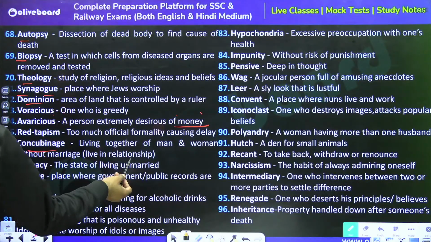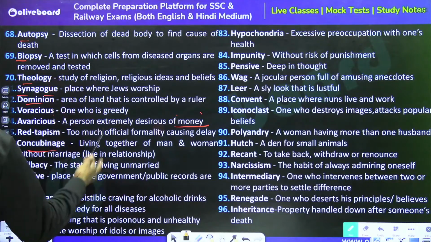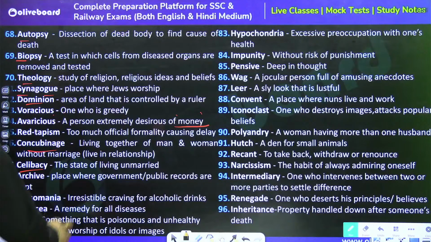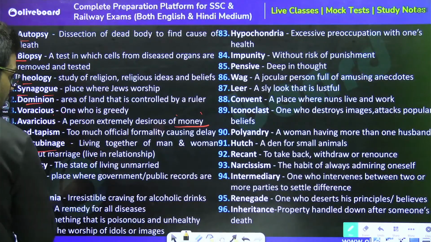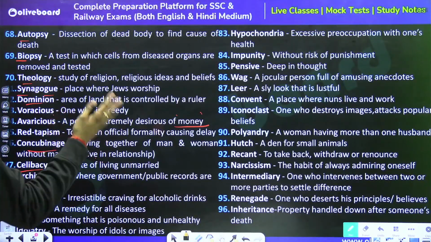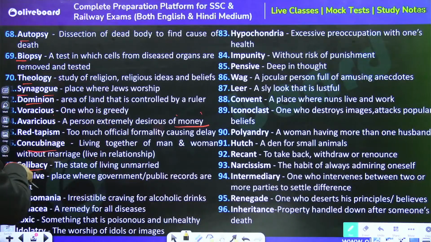Concubinage is living together without marriage. Celibacy is also living without marriage. But these words are ambiguous. That means living unmarried, with someone or without someone, we have a difference. Concubinage is actually living with someone without marriage. Nowadays, we call that a live-in relationship. But celibacy is not marrying anyone, not even living with anyone. State of living unmarried, alone, you can say.